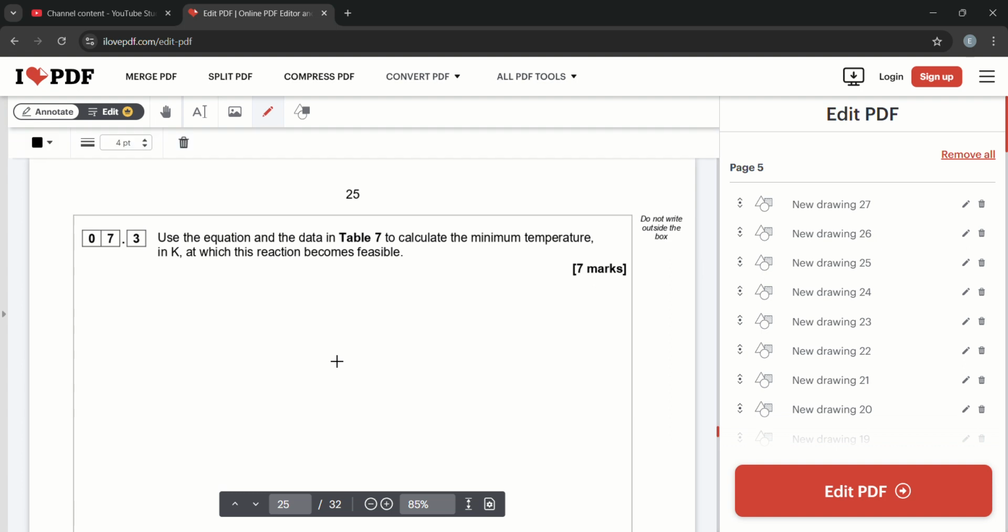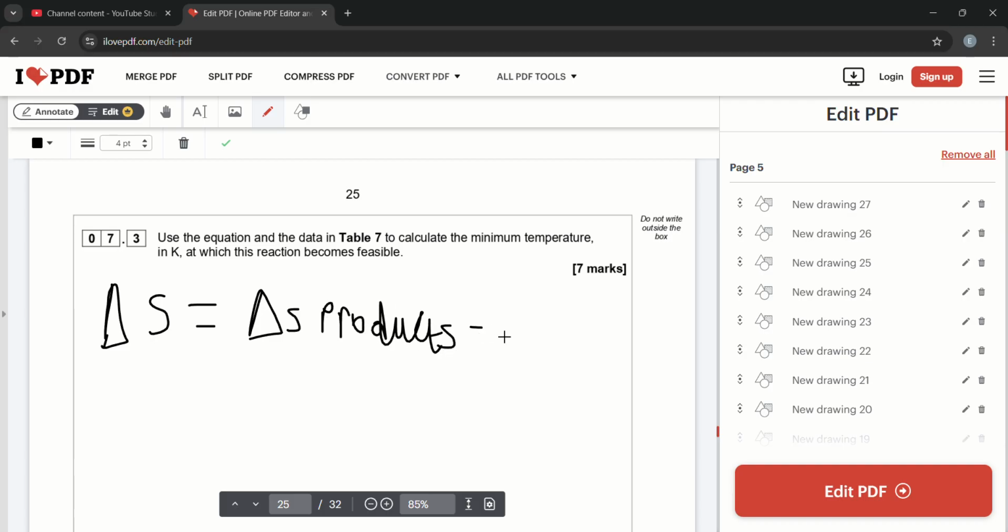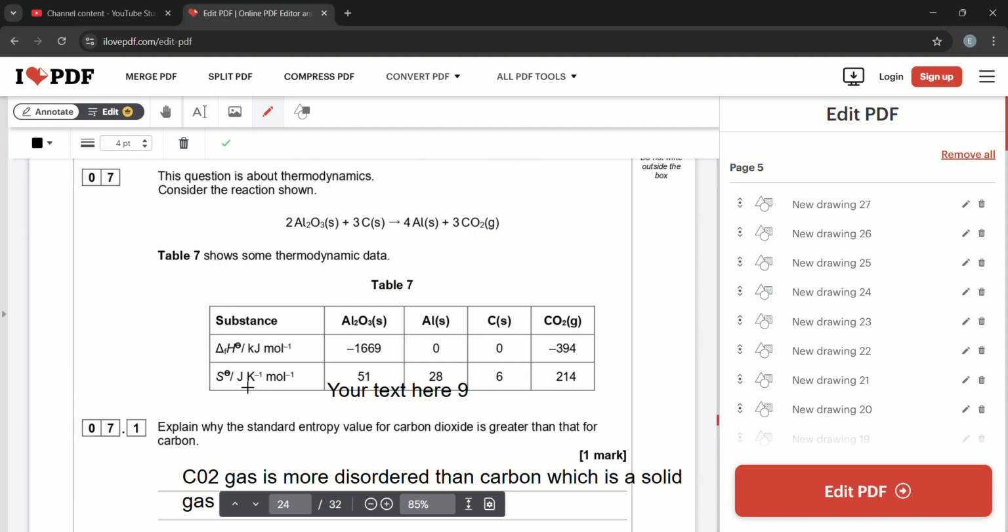And then 7.3, use the equation and data in table 7 to calculate the minimum temperature in Kelvin at which the reaction becomes feasible. So first things first, we need to calculate the entropy change, which is equal to entropy of products minus entropy of reactants. Products minus reactants.